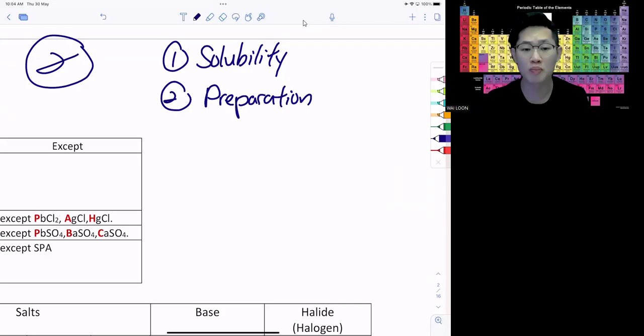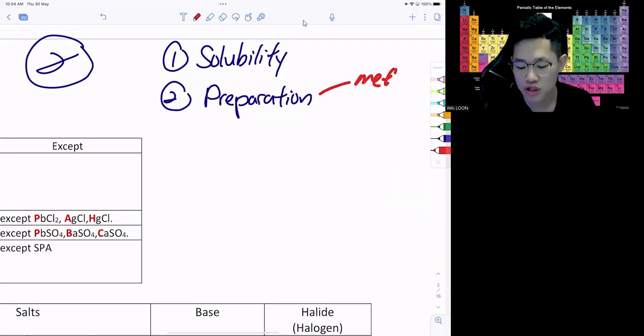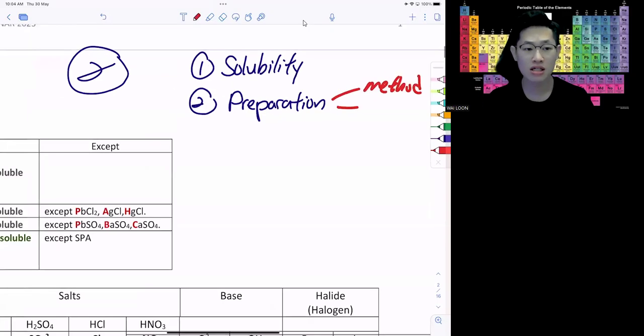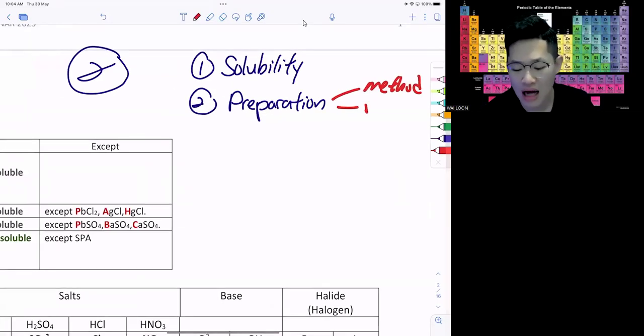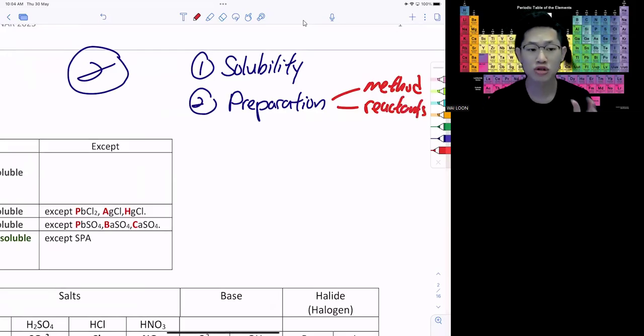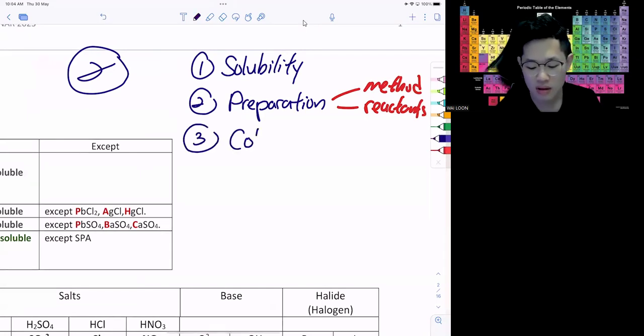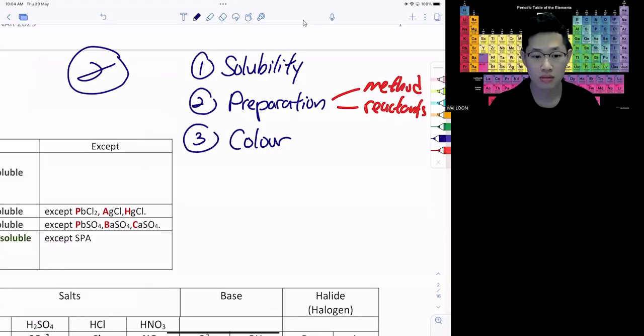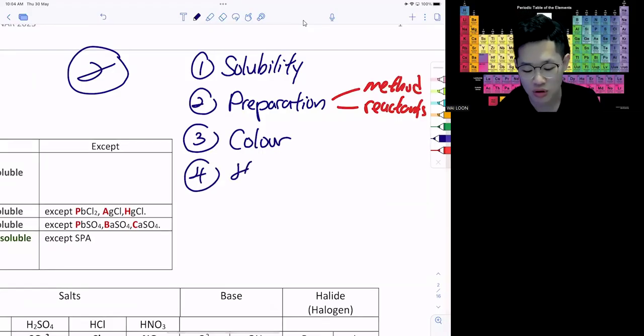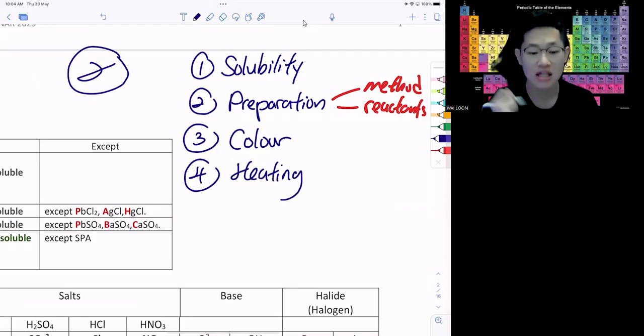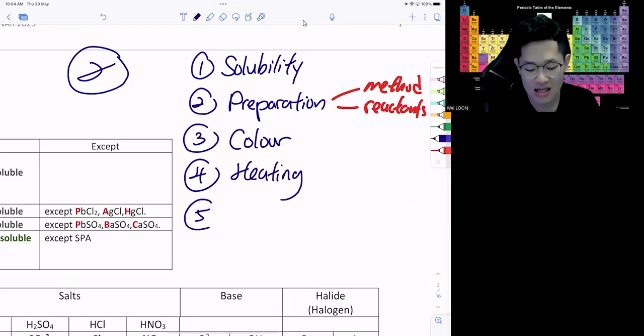You have to know how to prepare salt, which is the method to do it, and what the reactants needed are. That's what you have to know for preparation of salt. And then it is the color of salt. You have to be able to tell what color that salt is, and then you have to know how to do the heating of salt, and finally, the ion test.